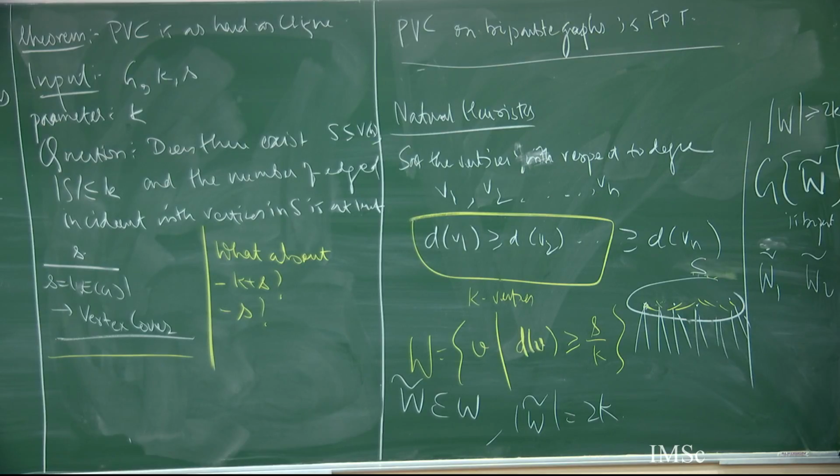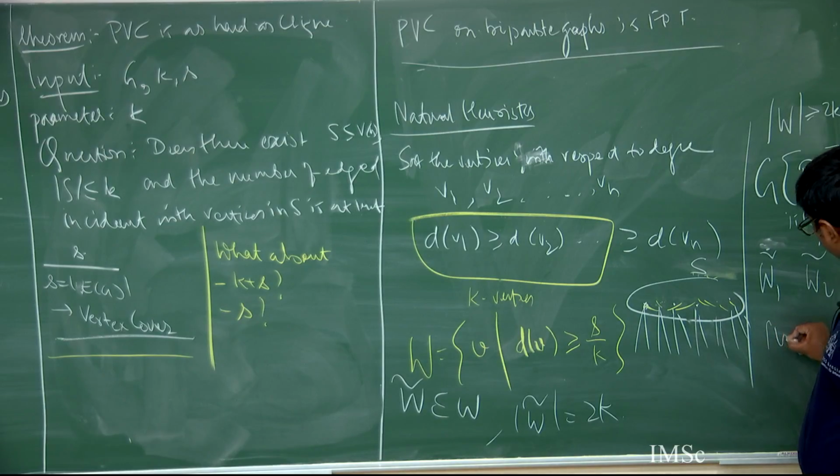Pick up any W tilde which is of cardinality 2k. Now look at the bipartite graph induced on W tilde. It has two sets, W1 tilde and W2 tilde. My claim is at least one of them is of cardinality at least k, and it's independent. So let's say W1 tilde is of cardinality at least k. It's an independent set.